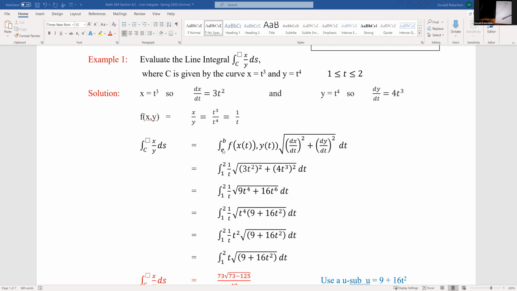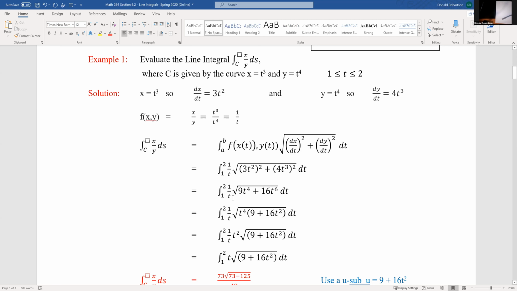So the line integral is going to be from a to b, which is 1 to 2, of this fella here, which is 1 over t, square root of this guy squared plus this guy squared. That looks all well and good. Most of what I'm about to do now is pure process. It's just plugging things in and tidying them up. If you take 3t squared and you square it, you get this guy. You take 4t cubed and you square it, you get this guy.